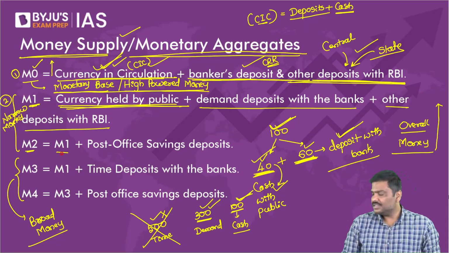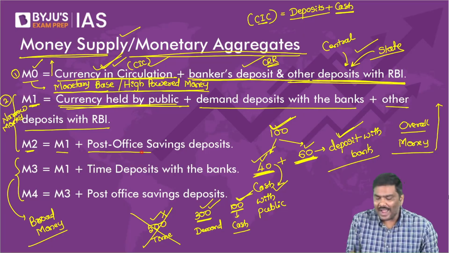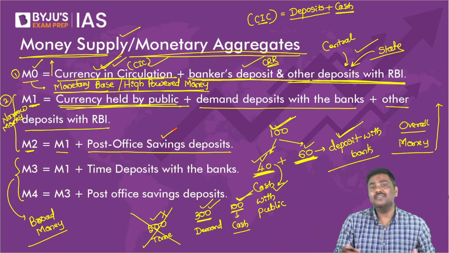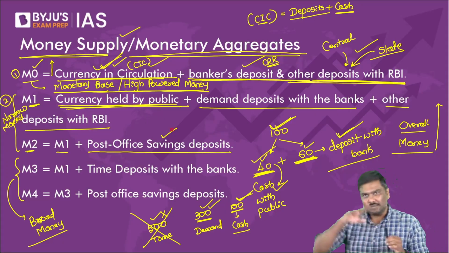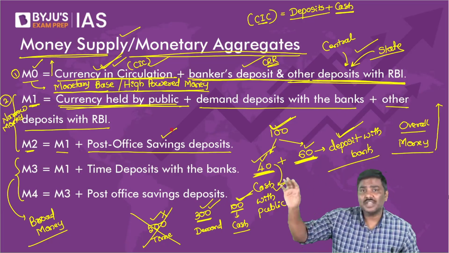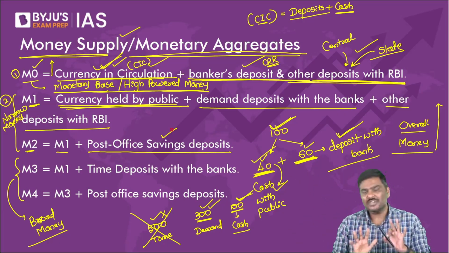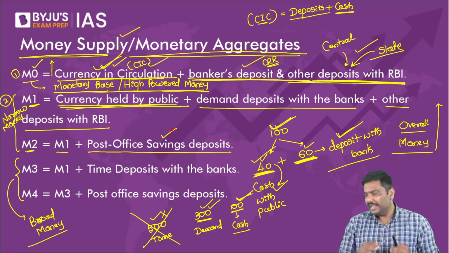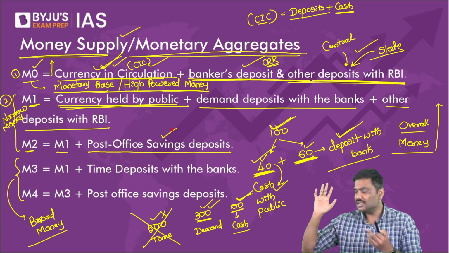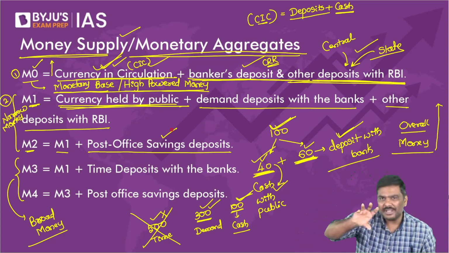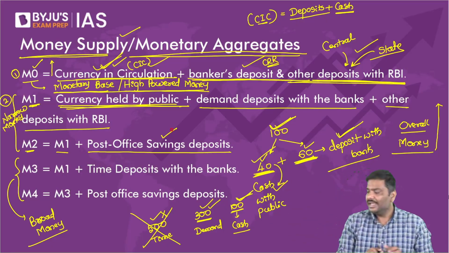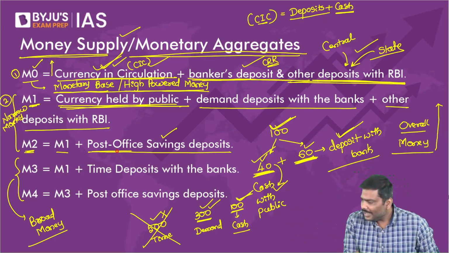Come to M2. You will take M1 as it is. In addition to this, in addition to M1, you will also take the component of post office savings and deposits. That is, certain people will have kept their money in the form of post office accounts. Have you heard of post office accounts? Please do let me know. Even the post offices in India have account facilities. So certain people will keep their money in the form of post office deposits.